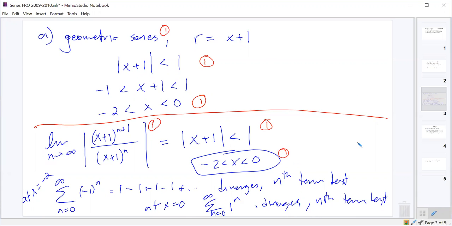Does that part A make sense for everybody? Those are the two ways to do that.